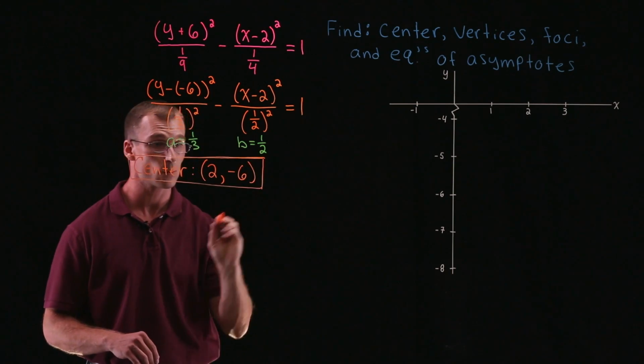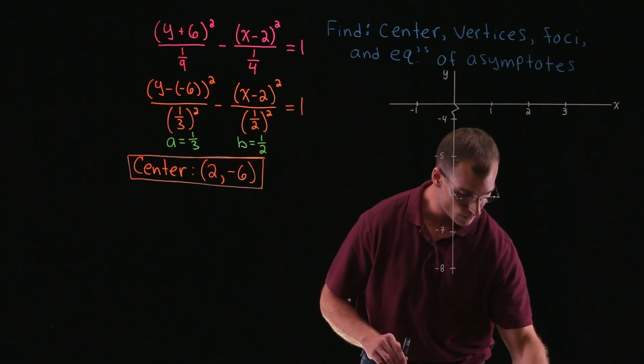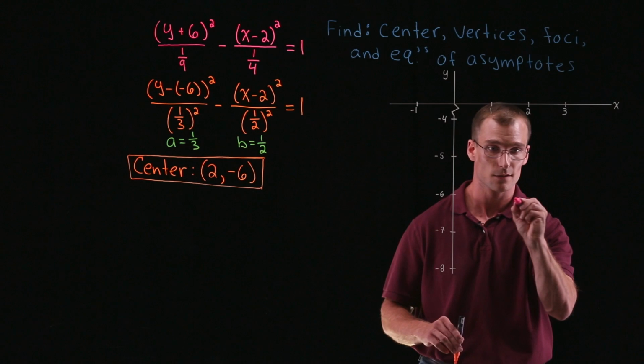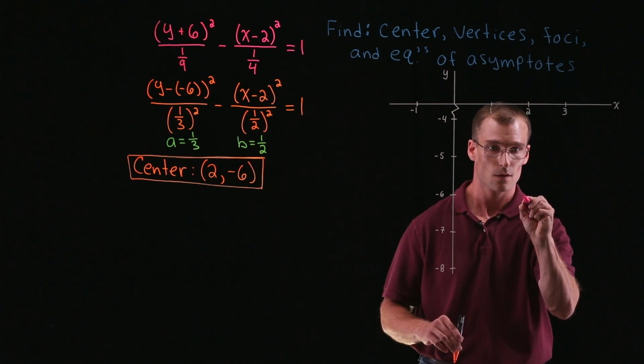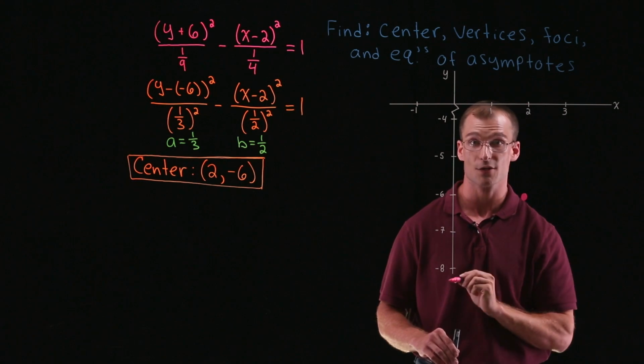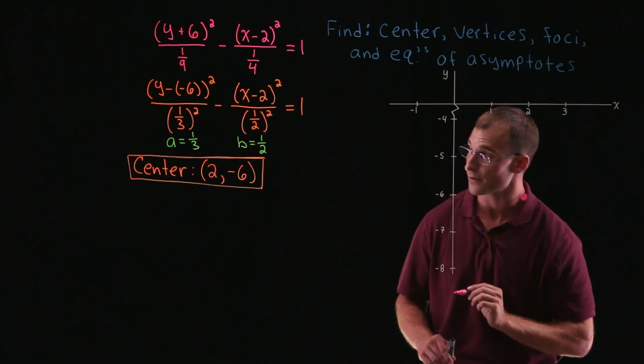And while we're at it, we're going to go ahead and graph this point. So we'll come over here and graph our center point, x equals 2, y equals negative 6. So right about here is our center point.